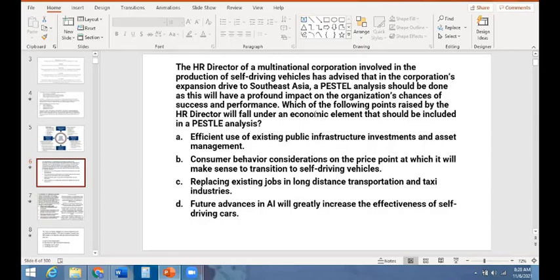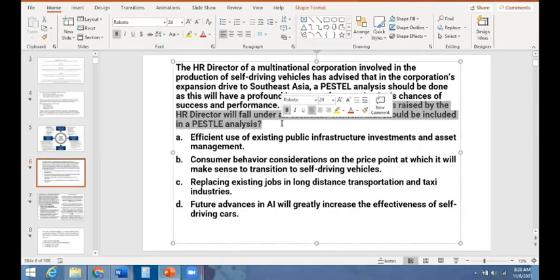I don't know if you notice, I put an emphasis on economic elements because that's a keyword here. Sometimes you see questions that have so many words, the HR director, Southeast Asia. But I always want you to look at the last phrase. This portion is the most important. Now, all this is key as well, but you always want to ask, at the end of the day, what is the question asking of me? So now it's saying which of these will fall under the economic element, and that's what we're looking for.